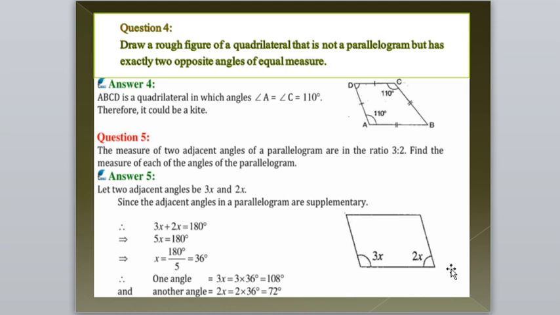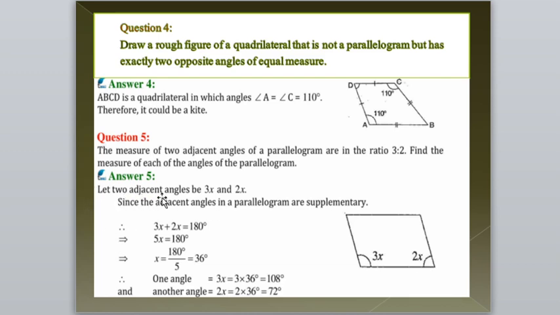So first we will draw a parallelogram, and in this parallelogram these two sides we consider as adjacent sides, because we know that they are adjacent sides in a parallelogram. So the ratio of the adjacent angles is given, that is 3:2. Here we have to find out the measure of each of the angles of the parallelogram. Now if the ratio is given 3:2, we can consider the first as 3x and the second as 2x.